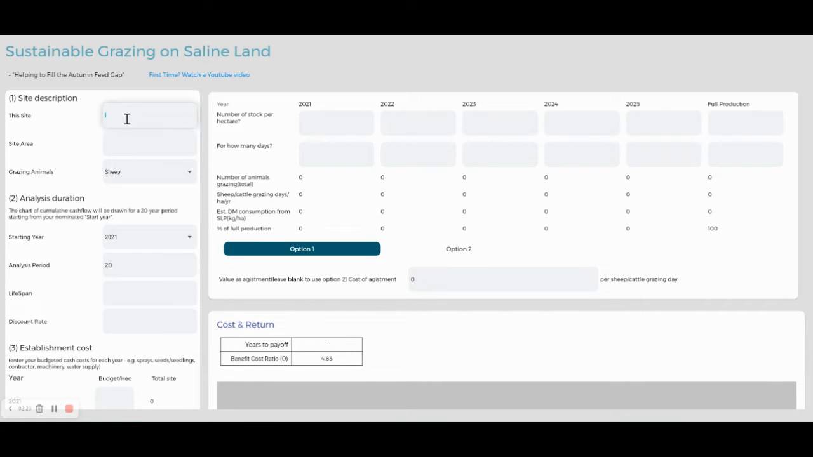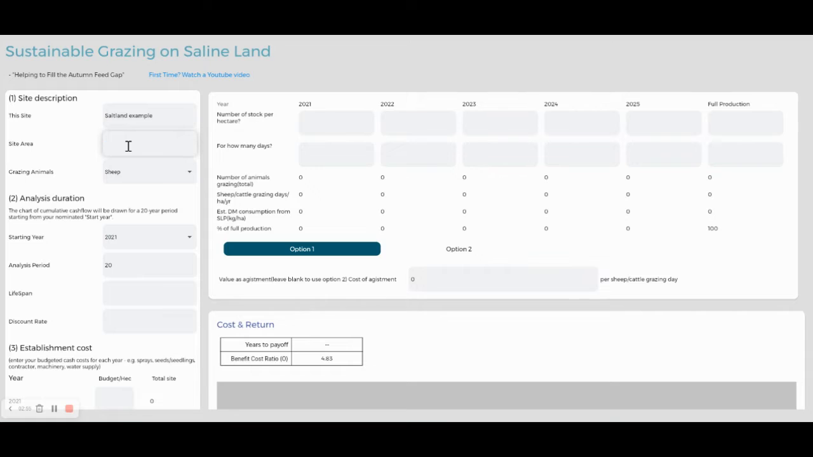So we'll start up here at the site description, and this is purely for your records, so that you have a description of what this particular analysis was about. So we will type in our description, which I'm going to call Saltland example, and you're more likely to type in the name of the paddock where you're considering revegetating, and the area.